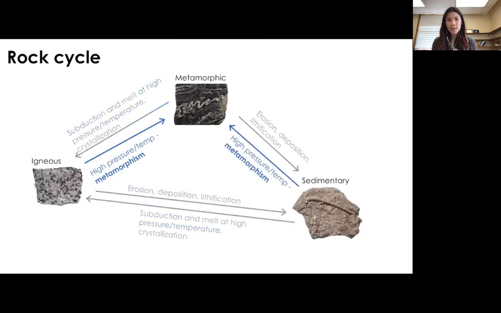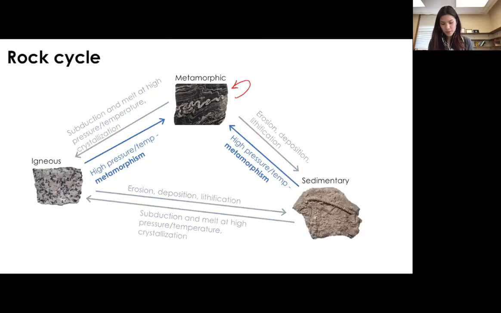Right, and lastly, we have the arrows going towards metamorphic rocks. So again, these could be sourced from igneous or sedimentary rocks or even a metamorphic rock. But in either case, these rocks have to undergo some high pressure and temperature that doesn't melt the rocks but causes some reorganization. This process is called metamorphism because you're metamorphosing, changing the form of the original parent material.